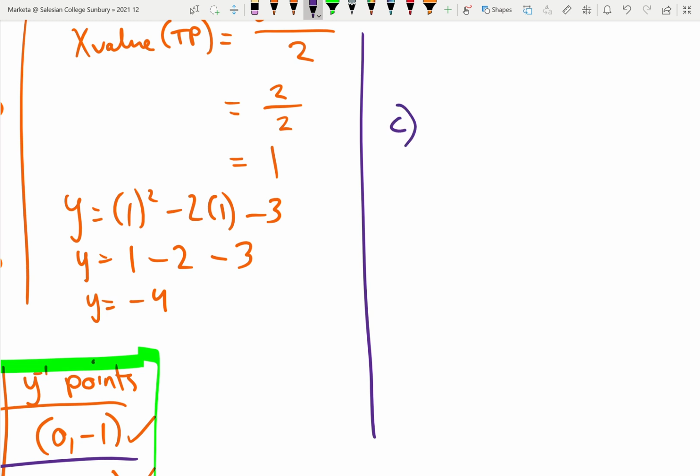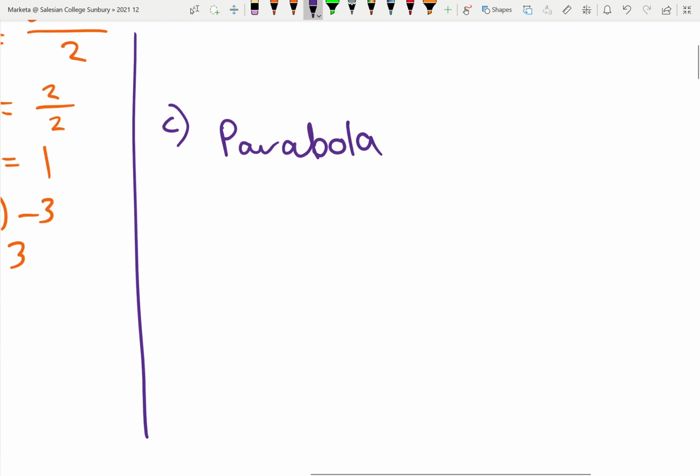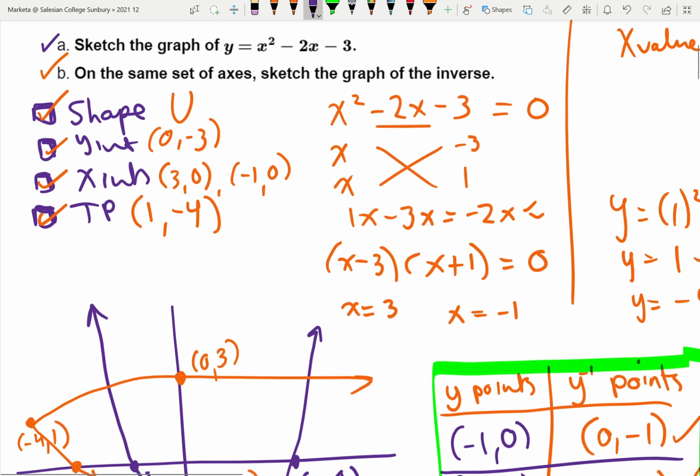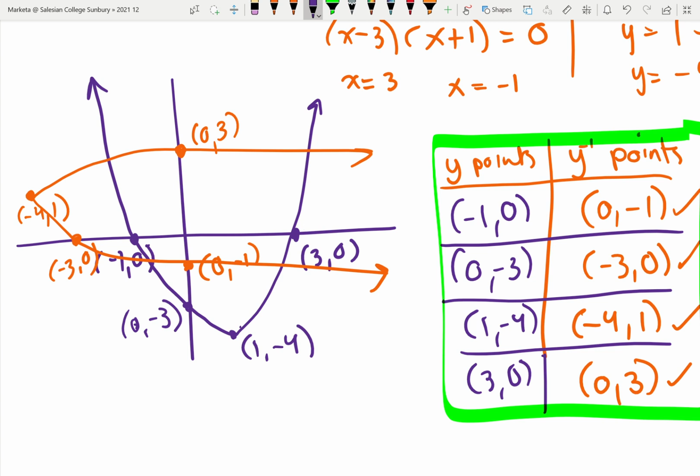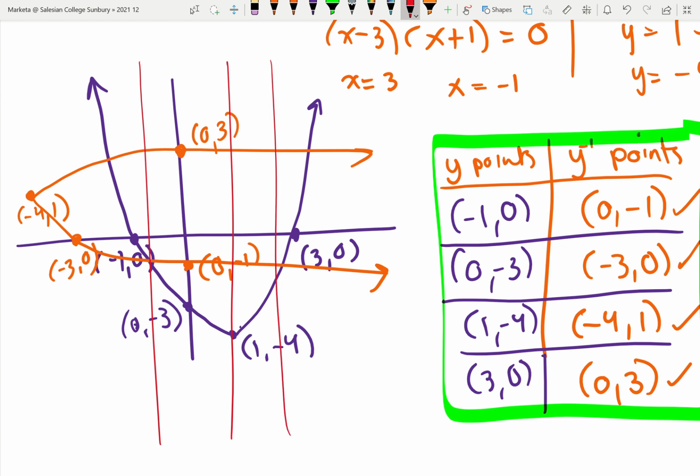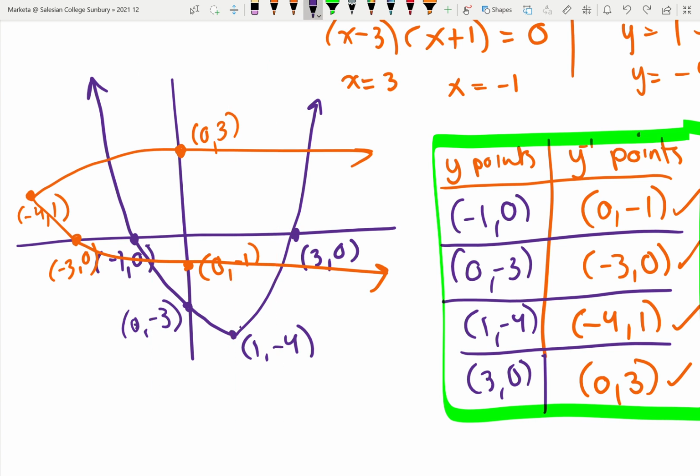So for part C, we've got the parabola, and the parabola is a function. And how do we know it's a function? Because if we put a vertical line, it's going to pass the vertical line test. Anywhere we put a vertical line, it's only going to cut the parabola once. So that tells us it's a function.